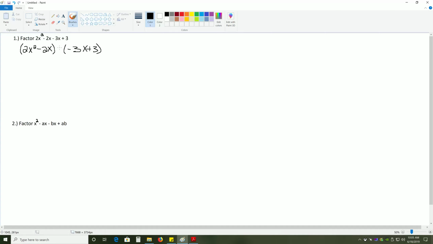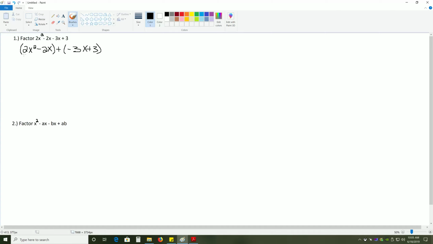And when we do this, always remember that you must have addition between these pairs of parentheses. So that negative has to go inside of the parentheses. Now from here, we're going to factor out the greatest common factor in each of these pairs.